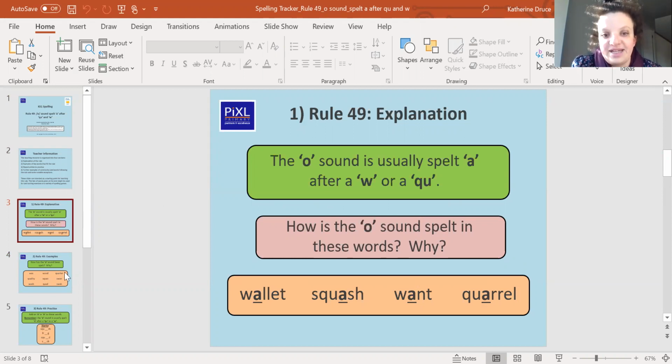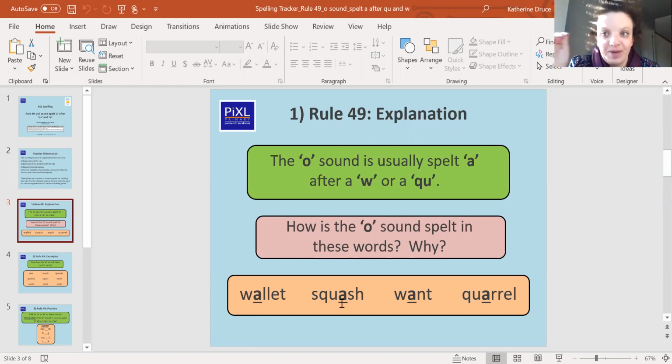So look at these words down here. We've got wallet, squash, want, and quarrel. In each of them, they've got the O sound. So wallet, squash, want, quarrel. And then instead of an O spelling it, we put an A because it's after a W or a QU.